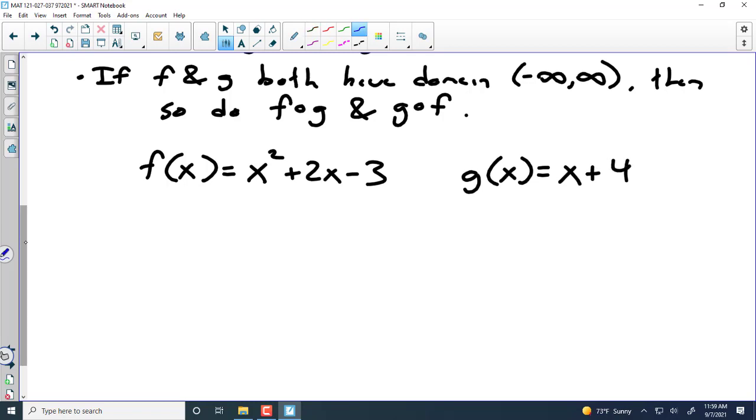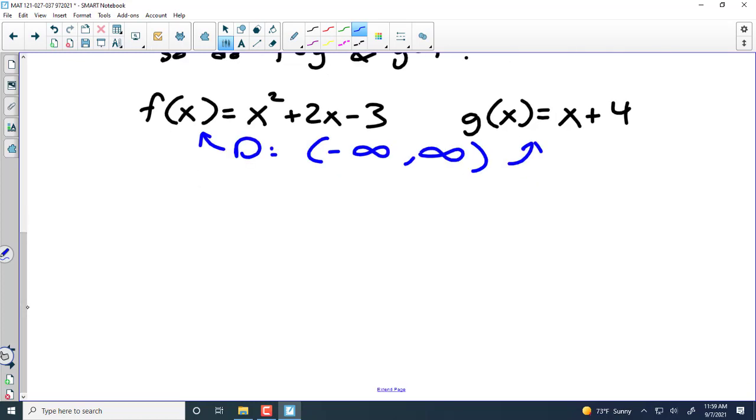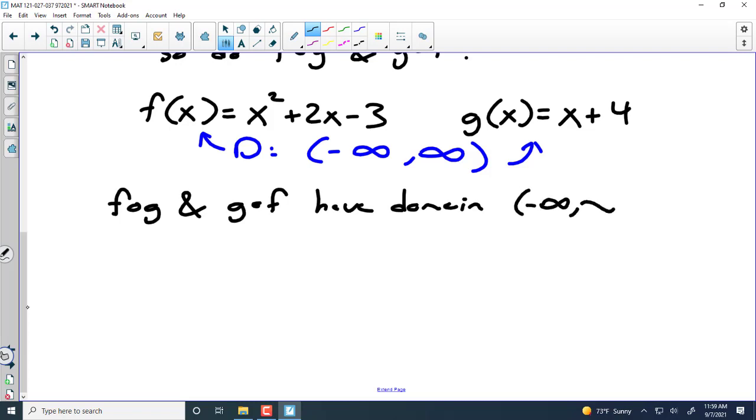Right off the bat, everyone, I can see that the domain of both of these is negative infinity to infinity. Why? Because there's no division, there's no square roots. Great. That means that before I even do them, both compositions have domain negative infinity to infinity. So that's not a lot to worry about. If they both can handle any number, then you can compose them, and they can still handle any number. Composing is tricky though, everyone. Watch this.